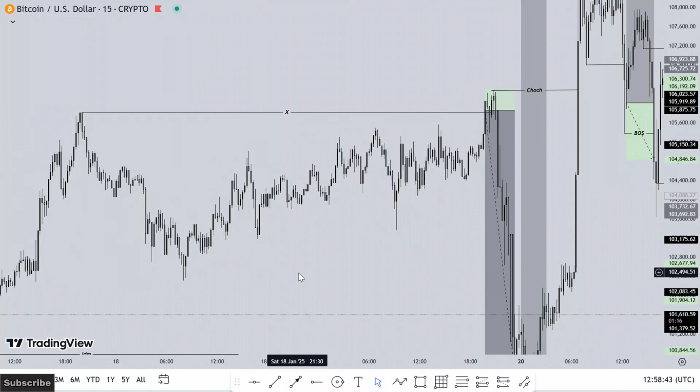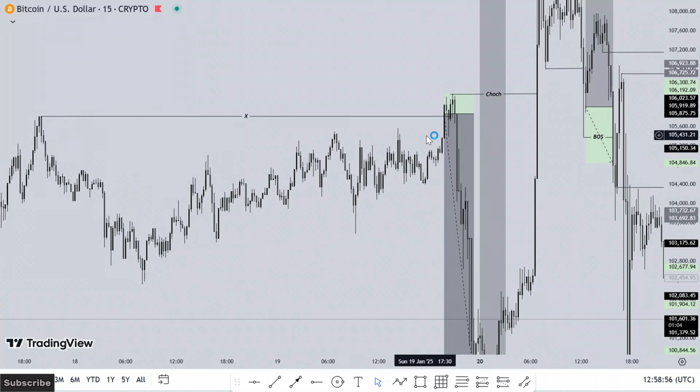I saw that this zone here pushed the market to the downside with enough momentum. Now, if the market is more likely to come back to this area, this same zone had a better chance, a higher chance, of pushing the market downward.